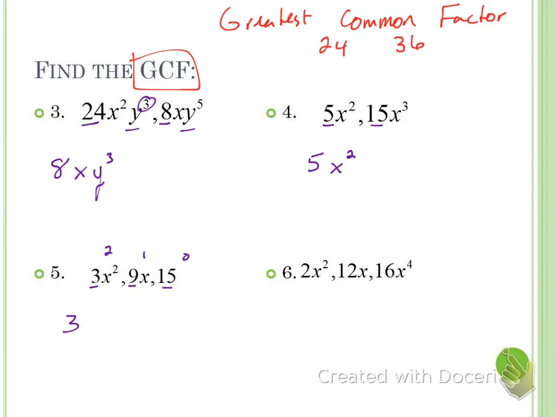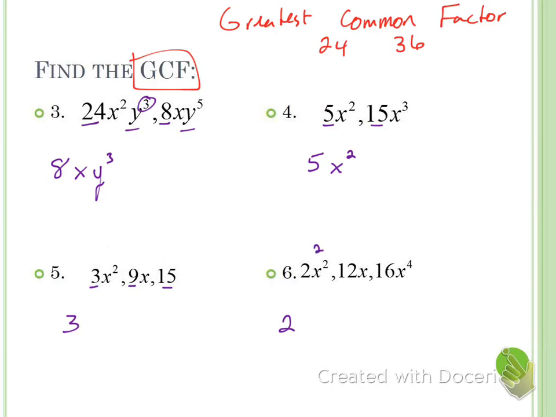So we're not going to be able to use x as a greatest common factor. They don't have any in common. Unlike number 6, where you got 2, 12, and 16. The greatest common factor there is 2. 2 is the biggest number that divides into all of those.